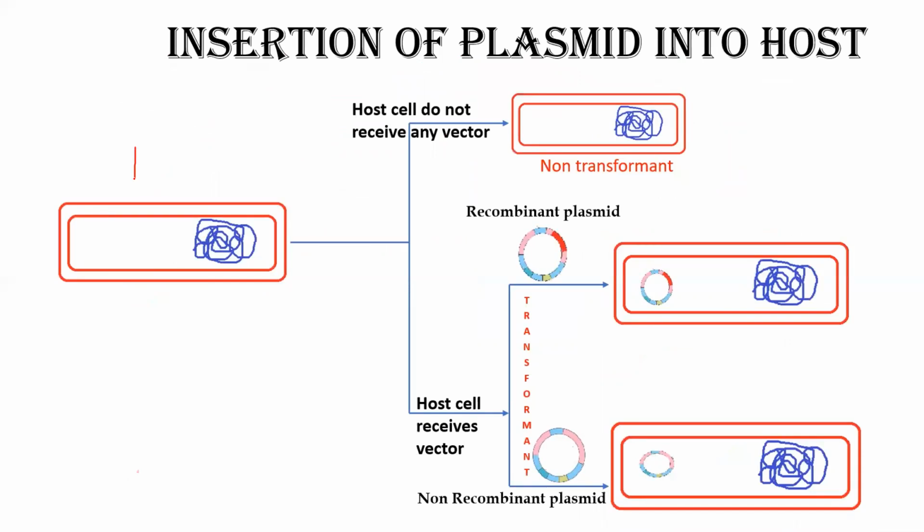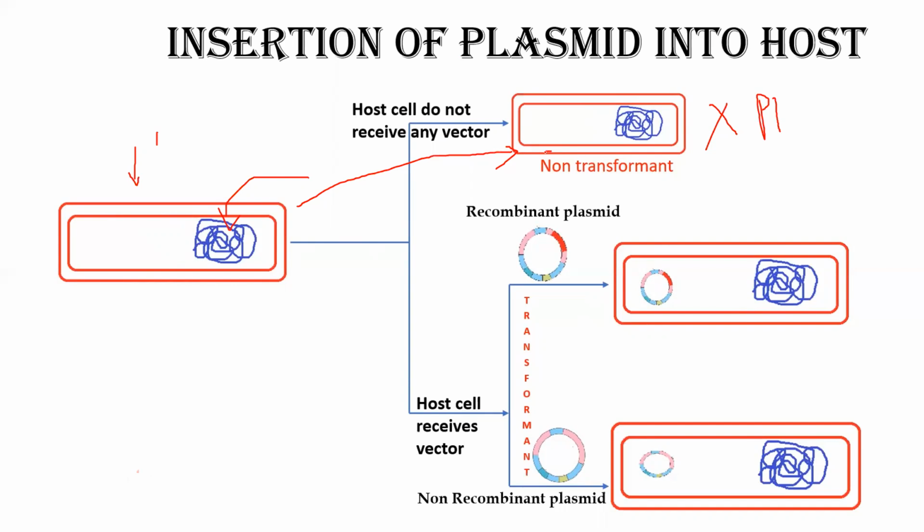Now, this is our host cell, right? This could be a bacteria or anything. Now, when we add the plasmid into this host cell, there are three possibilities. The first possibility is that the host cell does not accept the plasmid. So this is our host cell, which is as such, it has not accepted any of the plasmid. It is the same as it was before.